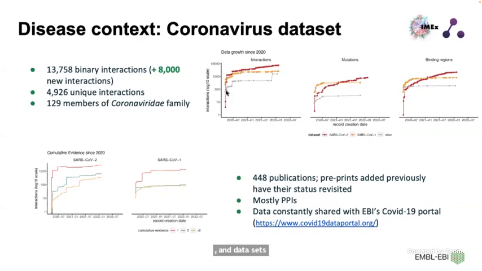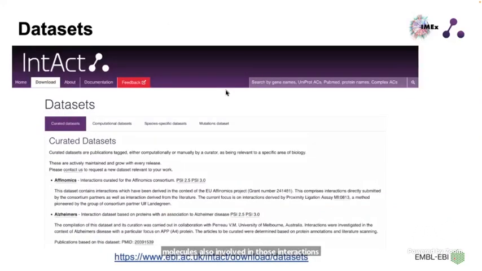So the latest one is the coronavirus data sets, wherein we have close to 14,000 binary interactions coming from more than 129 members of the Coronaviridae family. The data is constantly shared with EMBL-EBI's COVID-19 portal. We have mostly protein-protein interaction data, but sometimes the nucleic acids and the small molecules are also involved in these interactions. Okay, there are other data sets which are available in our download tab.